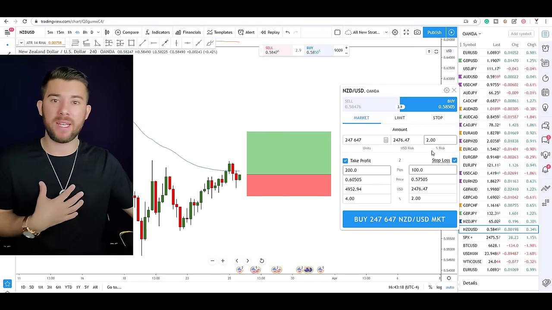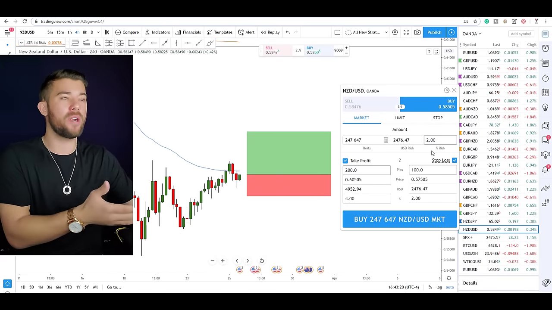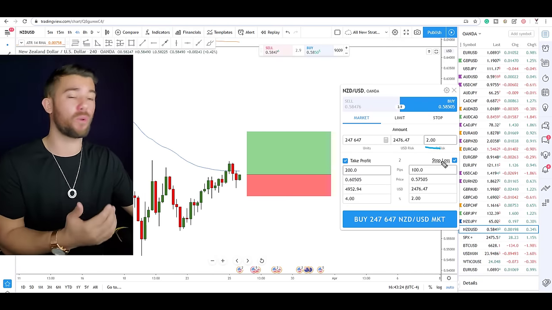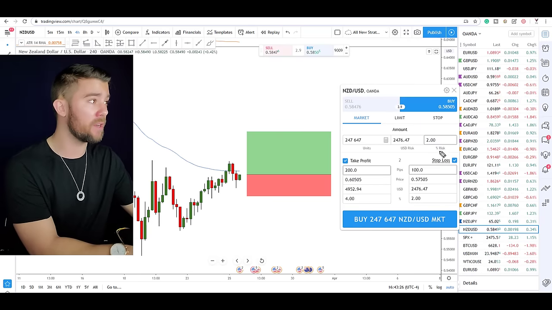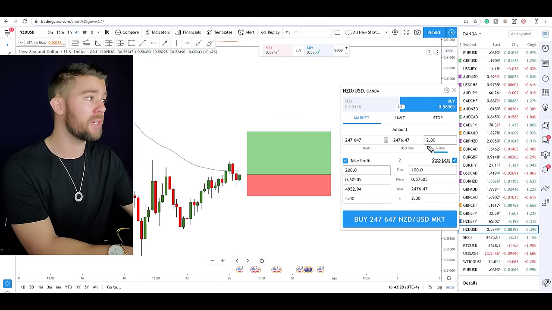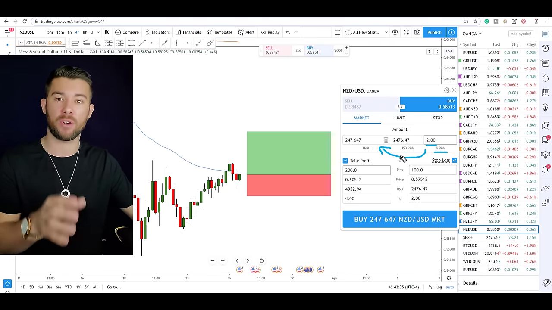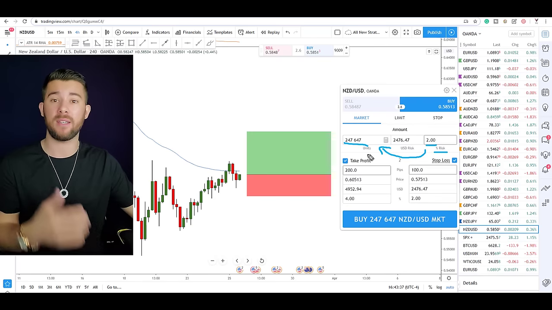So the easy way that I do this is I go to TradingView, I place my order, and I put in what amount of risk I want to use. As you can see on the order form, it says percent risk. When I put in 2% risk, you can see that it shows me the size in units that I'm actually purchasing. And this number is completely random.